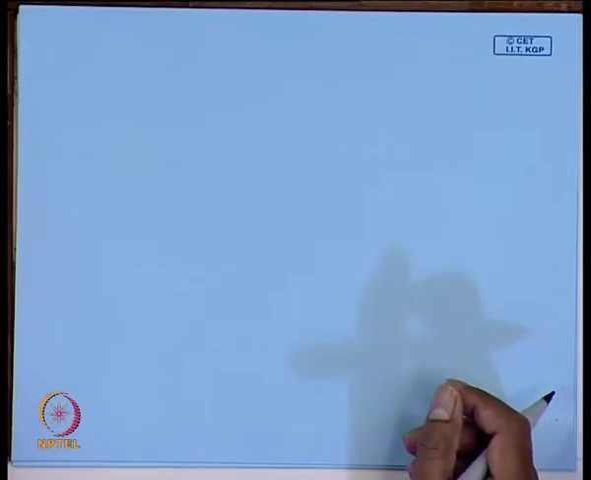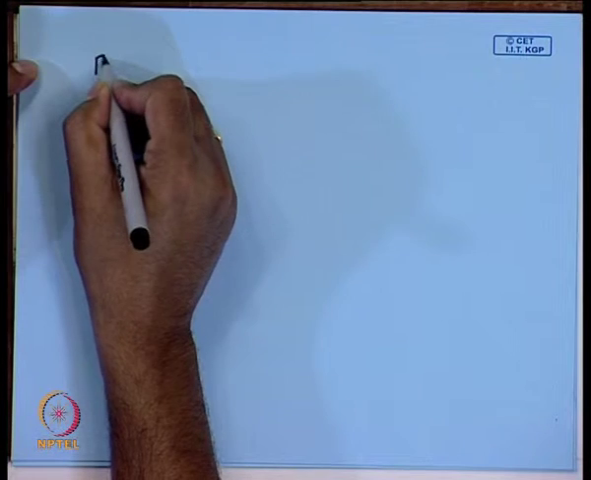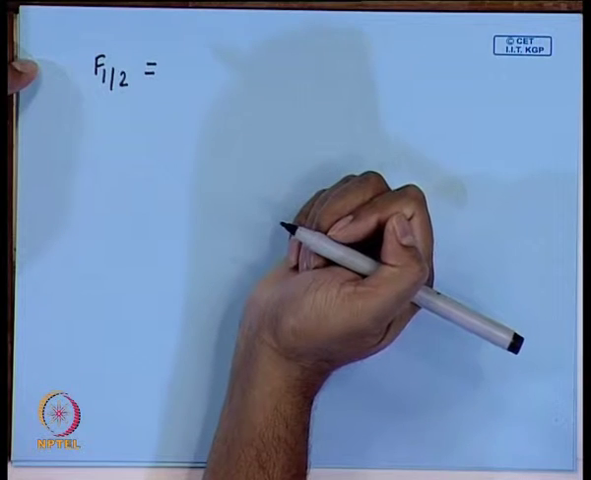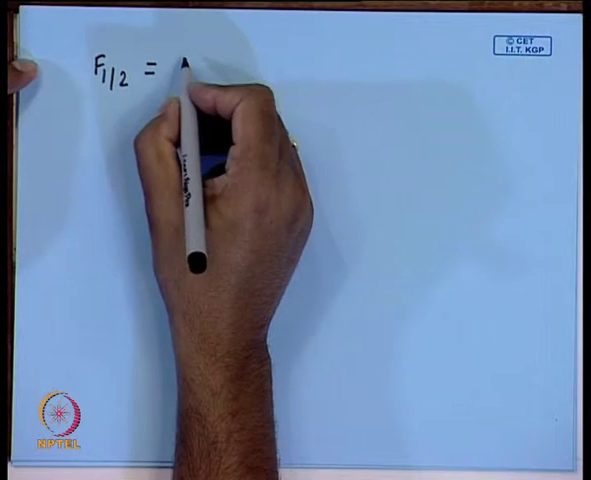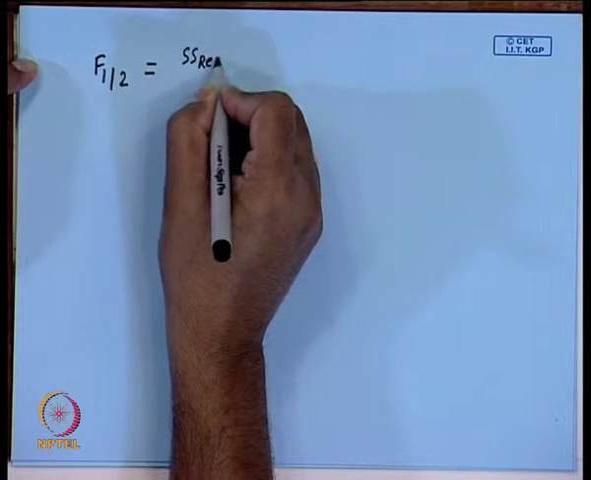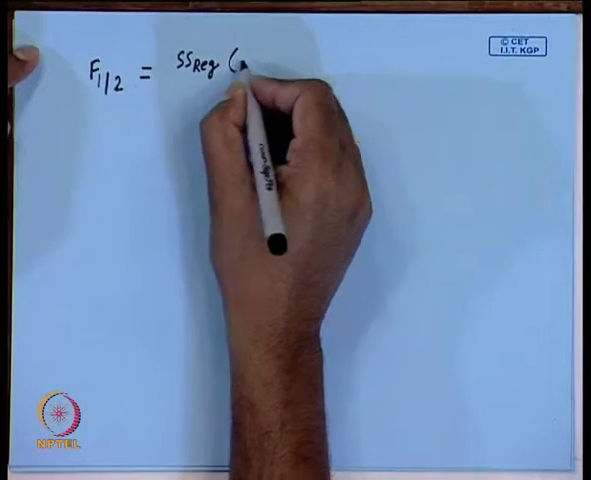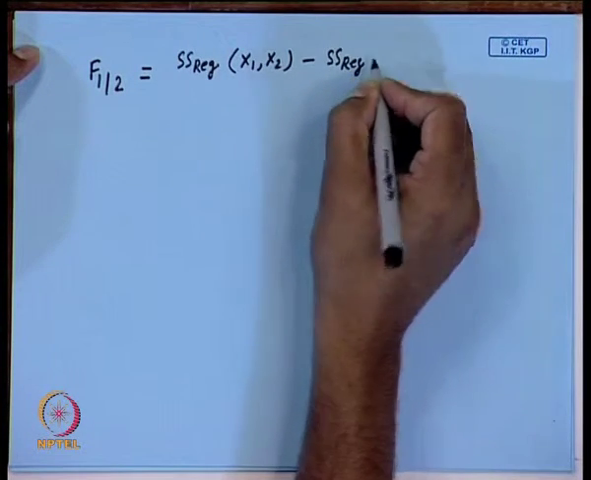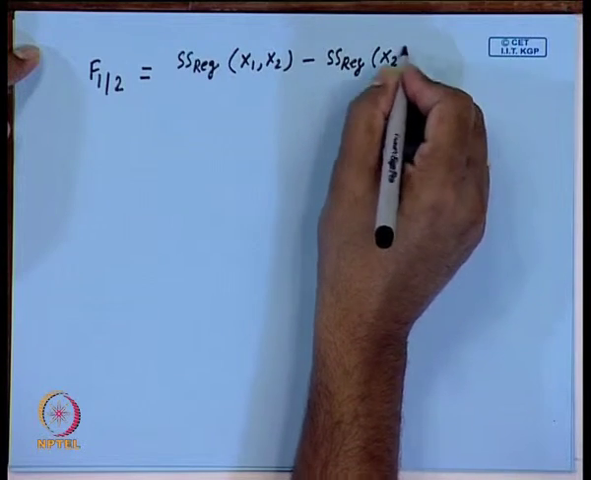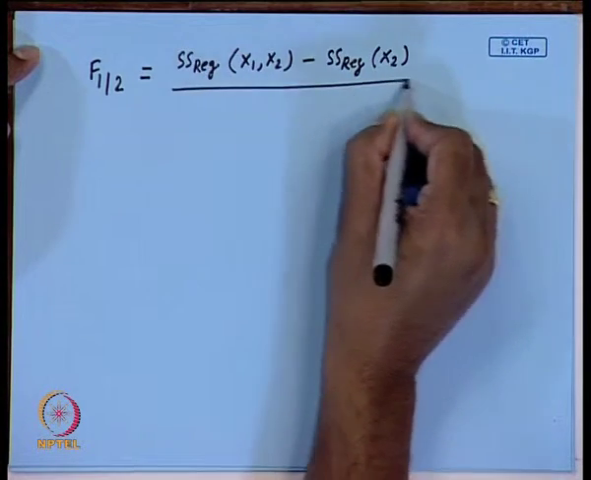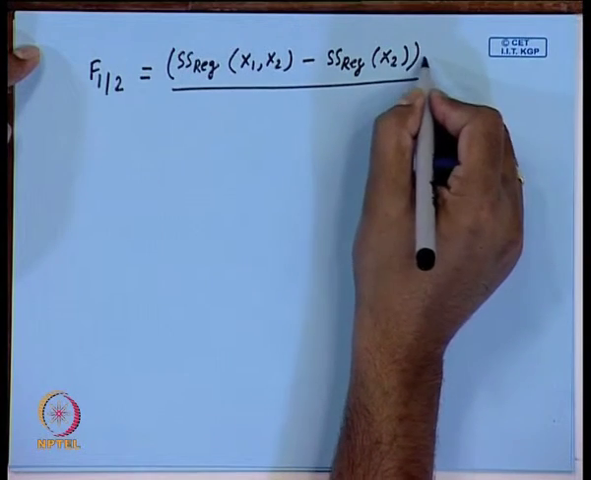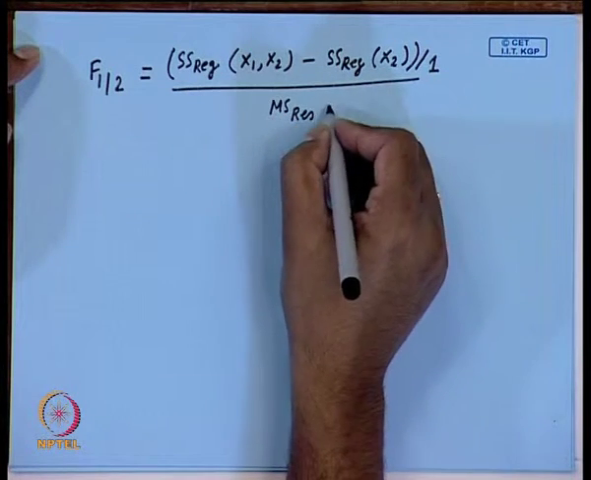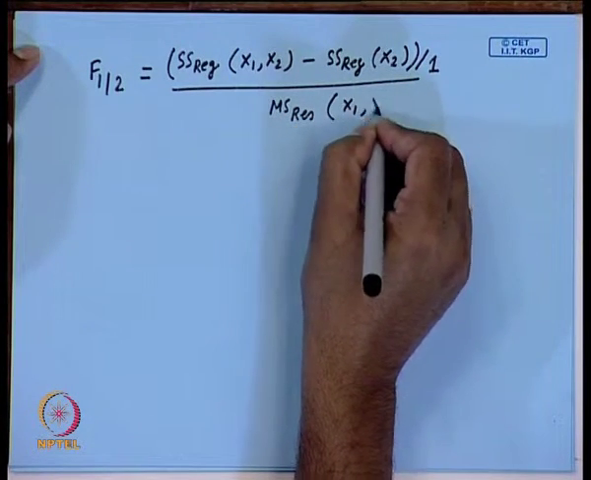This can be done like F12, this one is equal to SS regression involving x1 and x2 in the model minus SS regression involving x2 in the model, and this, divided by the degree of freedom, which is 1, by MS residual for the model involving x1 and x2.